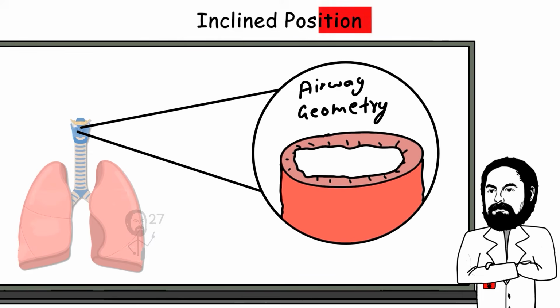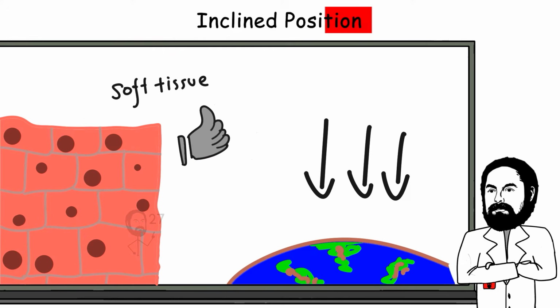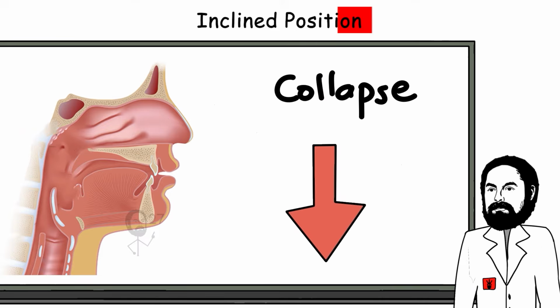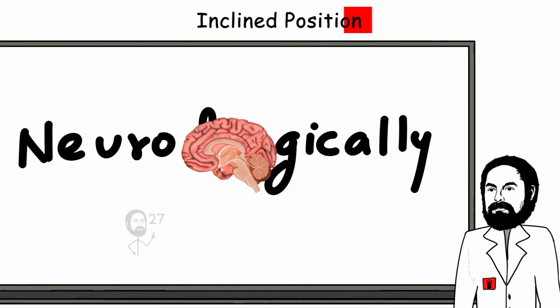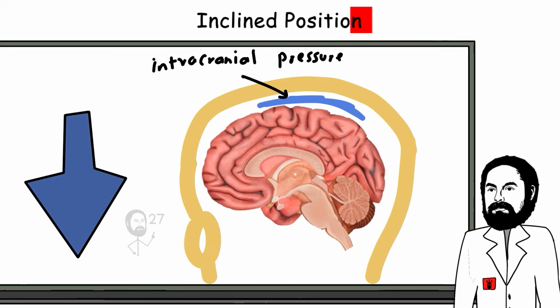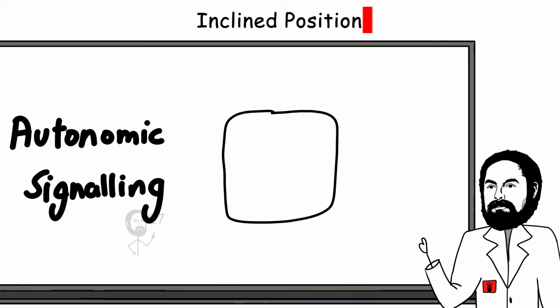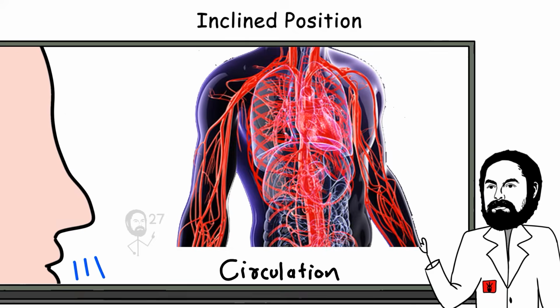Airway geometry benefits from gravity-assisted soft tissue displacement as the tongue and pharyngeal tissues are less likely to collapse posteriorly. Neurologically, the semi-recumbent position reduces intracranial pressure fluctuations and modifies autonomic signaling associated with breathing and circulation. Fetal position.